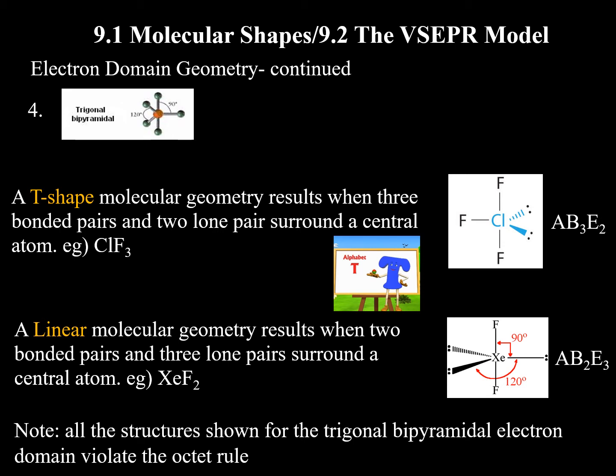Another one is a T-shape. The example here is chlorine trifluoride, where we focus on the central atom. This is the correct Lewis structure. We focus on the central atom. It has three bonding groups, 1, 2, 3, and it has two lone pairs. And this results in a T-shape. So these are some ways to remember, some mnemonics to remember.